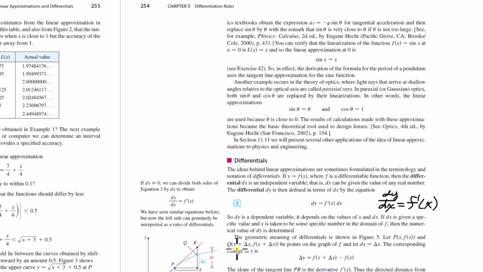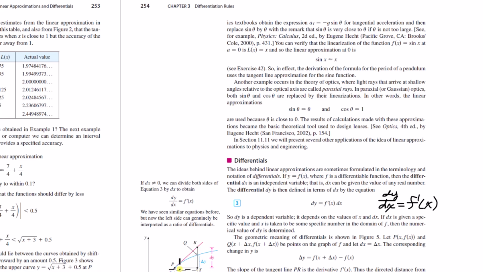Okay, so you have point P at x, f of x. Point Q is at x plus delta x, and then f of x plus delta x, right? That's where Q is. Well, no, here's Q. That's on the curve. P is on the curve, and Q is on the curve. Okay, now what is delta y? Delta y is f of x plus delta x minus f of x. It's this here. That's delta y. This is dy. dx is equal to delta x. dy is not equal to delta y.